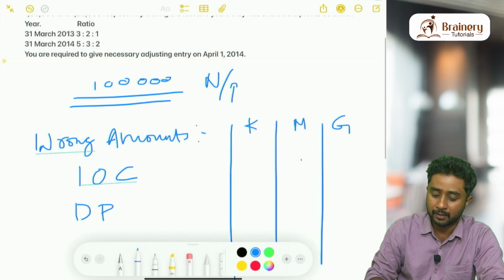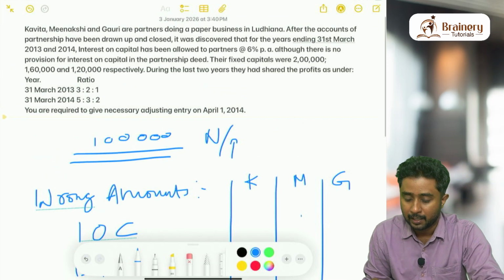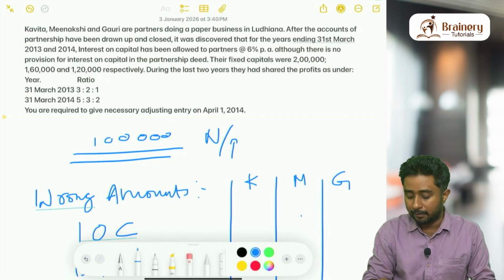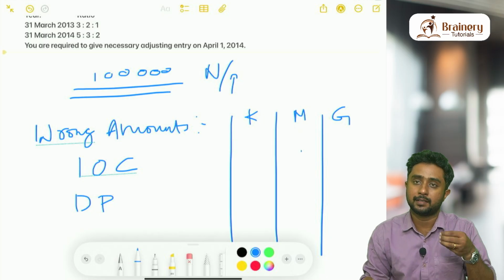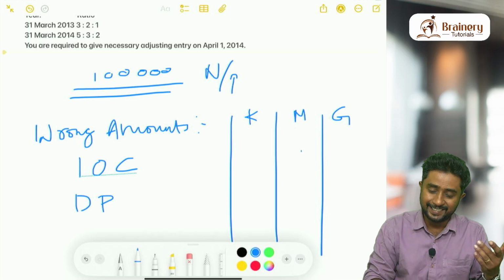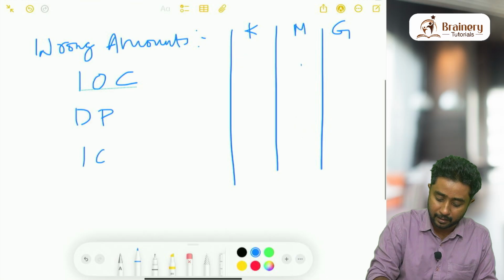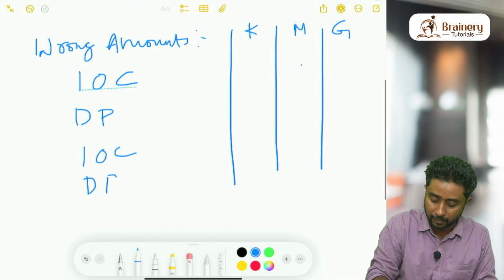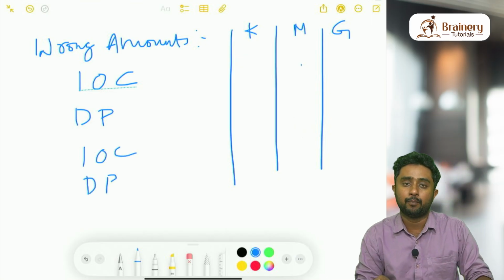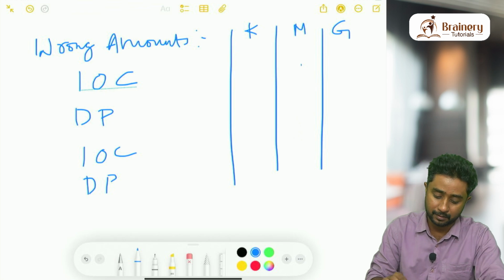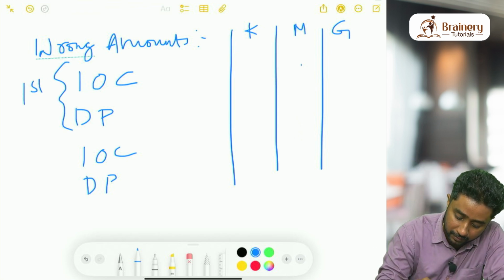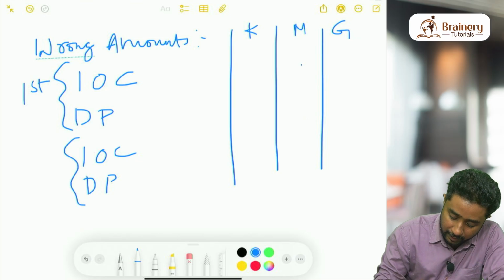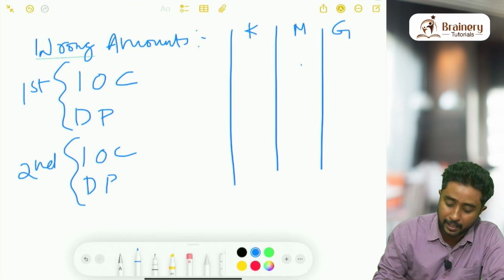As we have assumed that net profit is 1 lakh, from that value we can find the wrong divisible profit. So first year interest on capital and first year divisible profit I am doing separately. Second year interest on capital and second year divisible profit I am also doing separately, because for 2 years continuously we have committed the errors. Again for the second year I am doing the same process.